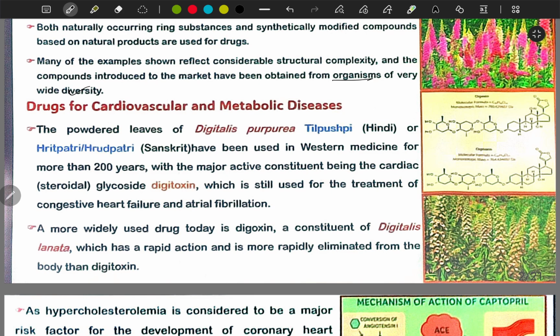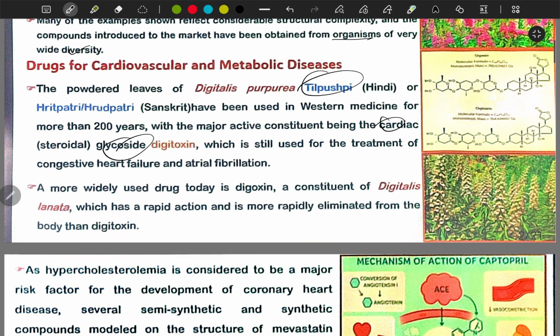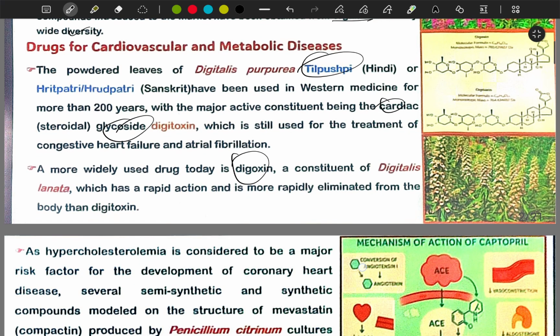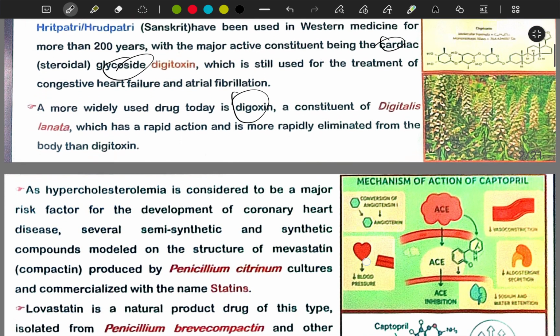Drugs for cardiovascular and metabolic diseases. The powdered leaves of Digitalis purpurea, Tilpushpi, or Haritpatri, Hrudpatri in Sanskrit, have been used in Western medicine for more than 200 years, with the major active constituent being the cardiac glycoside digitoxin, which is still used for the treatment of congestive heart failure and arterial fibrillation. A more widely used drug today is digoxin, a constituent of Digitalis lanata, which has rapid action and is more rapidly eliminated from the body than digitoxin.